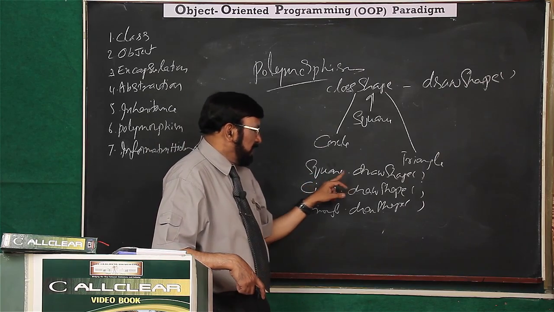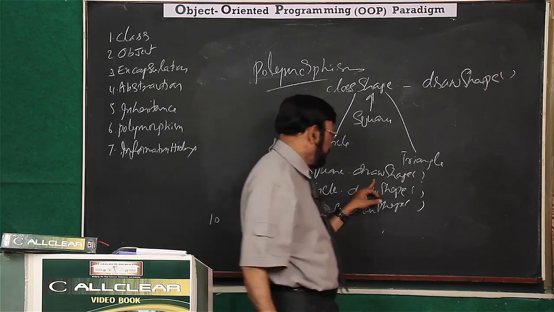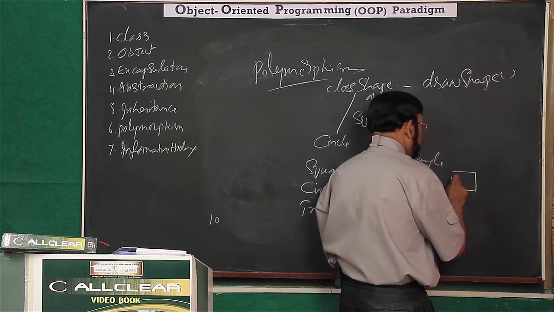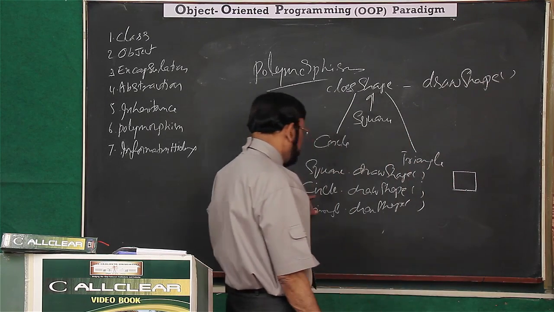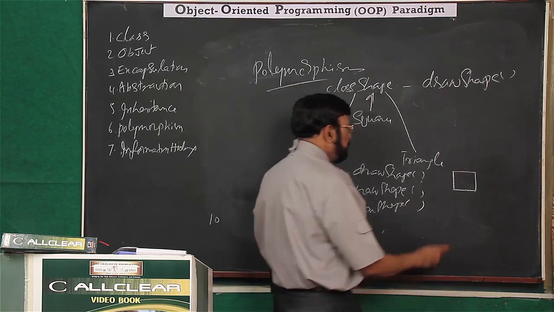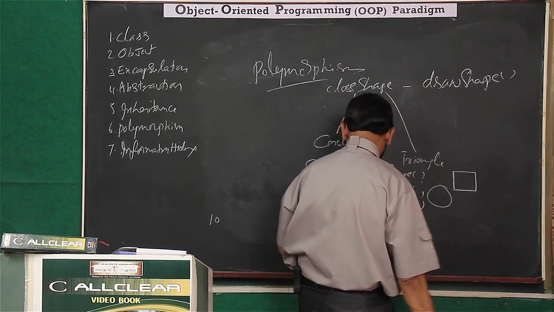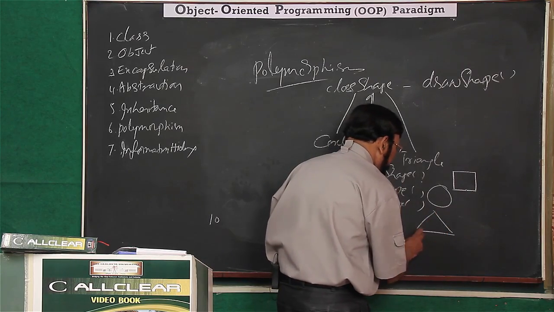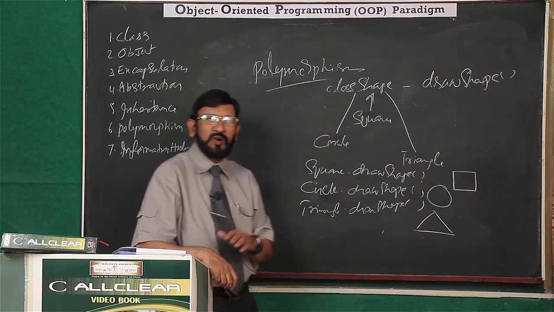Now square draw shape. Square calls draw shape. What is drawn? Square is drawn. Circle calls draw shape, same function. It draws circle. Triangle calls draw shape. It draws triangle. Understand? This is a wonderful model.